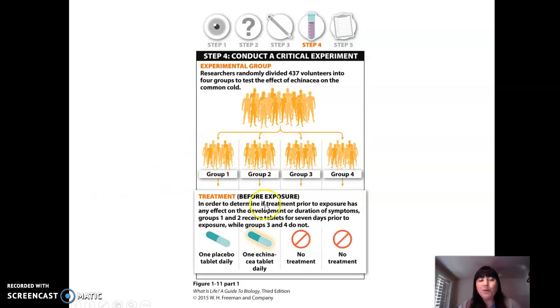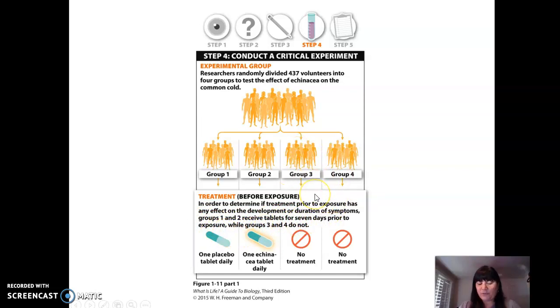The experimental, we give them the actual echinacea, okay? So it says the control group got the placebo. The placebo is a sugar pill. That means we don't expect it to have an effect. The experimental group gets the echinacea. So it says in order to determine if treatment prior to exposure has any effects on the development and duration of symptoms, group 1 and 2 receive tablets for 7 days prior to exposure, while group 3 and 4 don't.